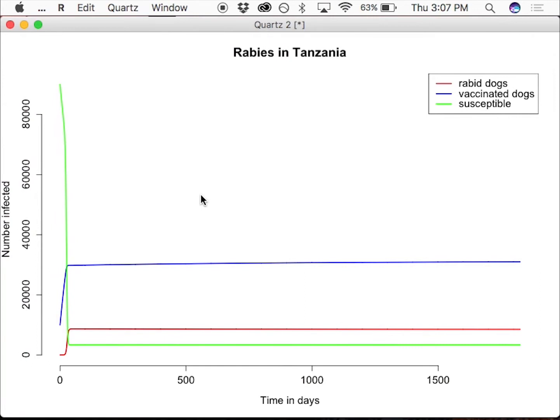So the susceptible gives us a much better picture of what's going on, right? And we now see that the dog population is crashing due to 2 things. The dogs are getting infected and we're vaccinating them, right? Okay, so what's the next thing we want to change to make this a little more realistic?